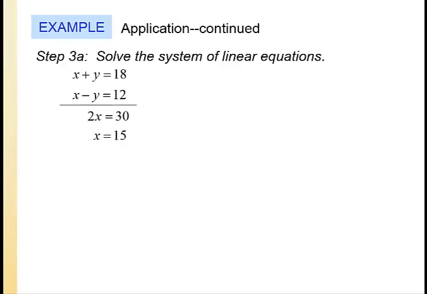Elimination is the easiest method to use to solve these two equations. x is 15. The speed of the boat is 15 miles per hour. That speed would be like if it were on a lake, not being assisted by the stream, nor being resisted by the stream. When 15 is substituted in the first equation, y, the speed of the stream, is 3 miles per hour.